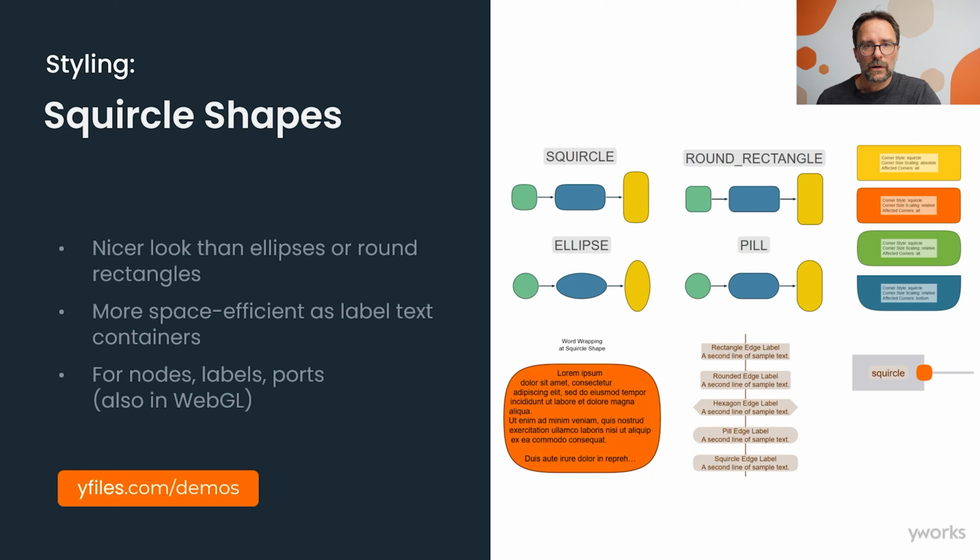So we added Squircles, which you could already do before with custom styles, but we added them to the core library. So if you use the styles that come out of the box with yFiles, you now get Squircles for node shapes, also for ports, and even for label backgrounds, and the text wrapping algorithm also supports Squircles. And all of this also works in WebGL, so you get all of the new features across the library and in the different rendering modes.